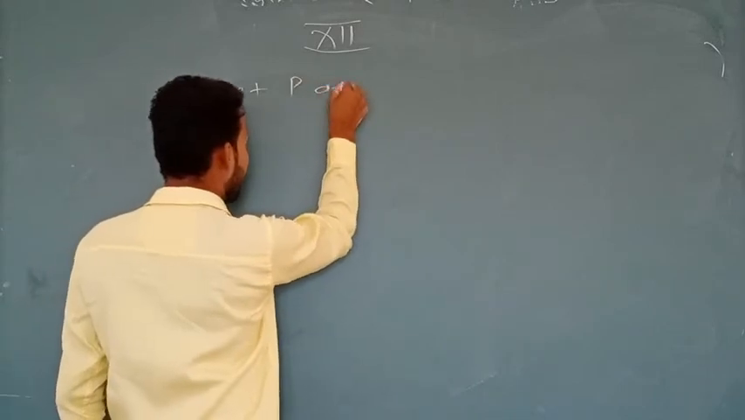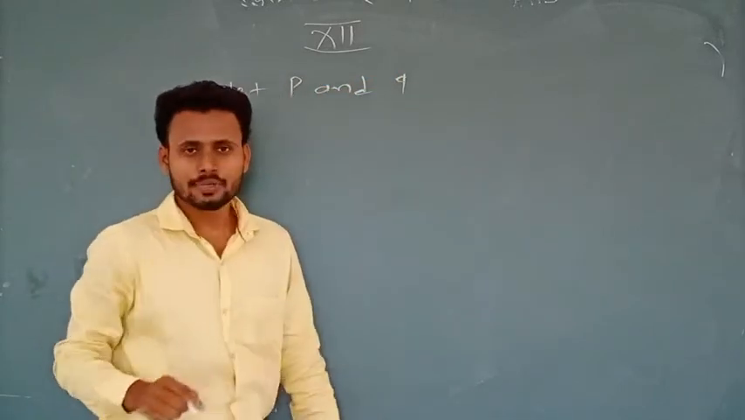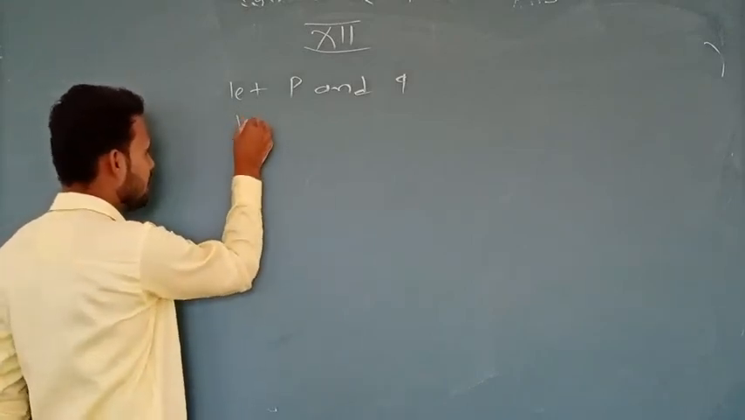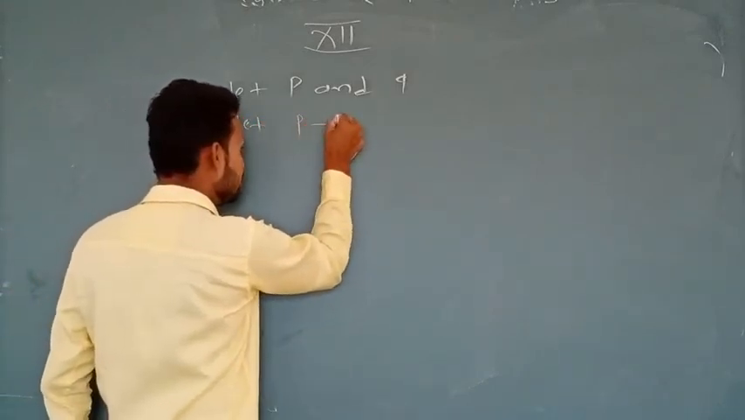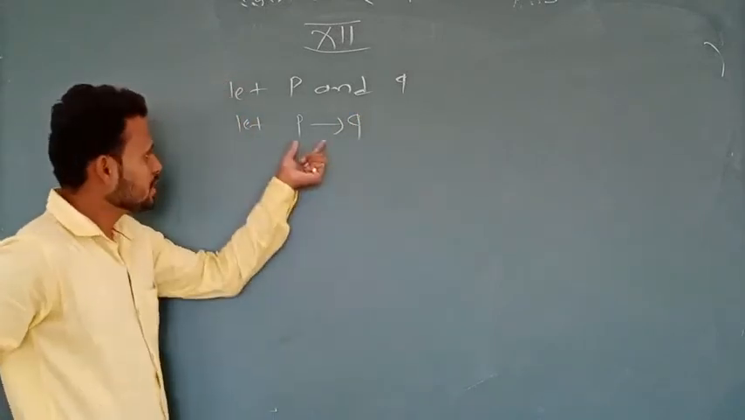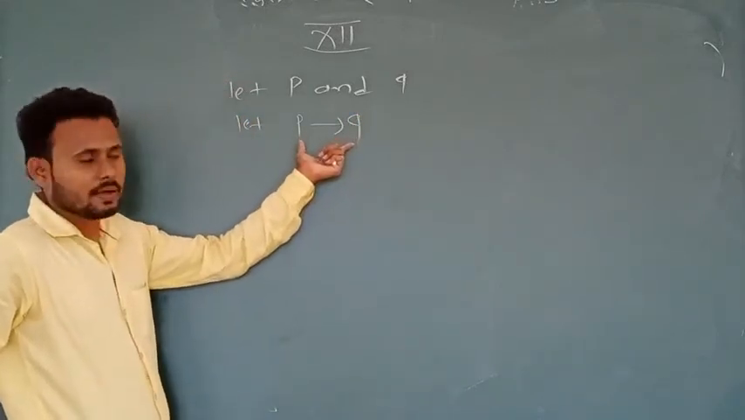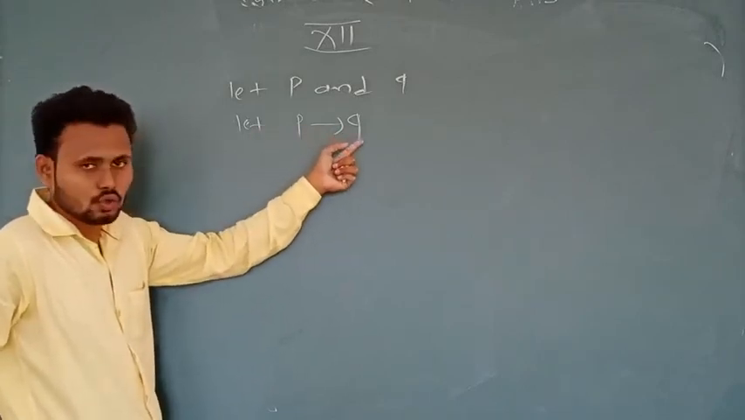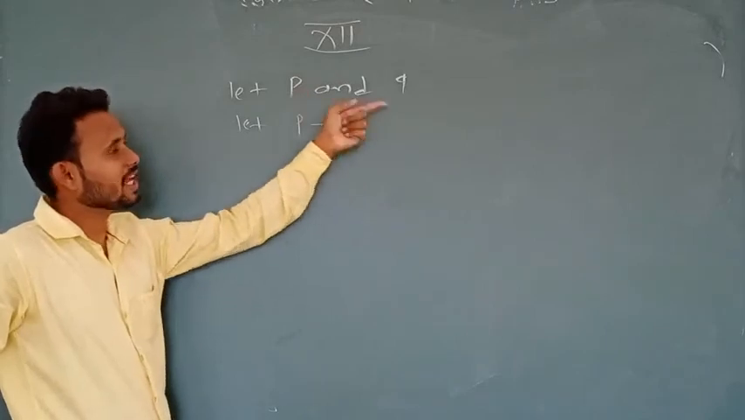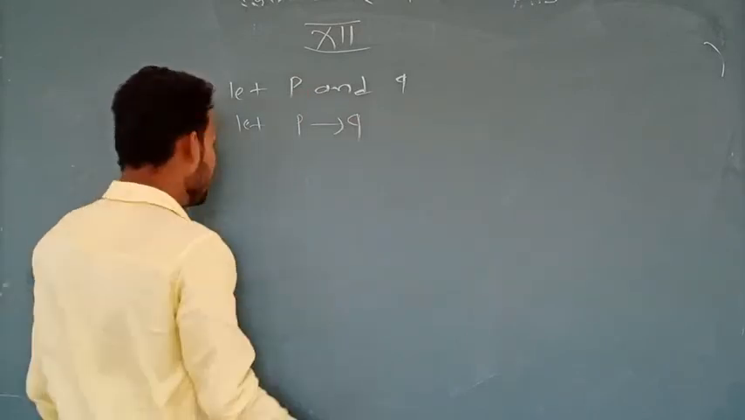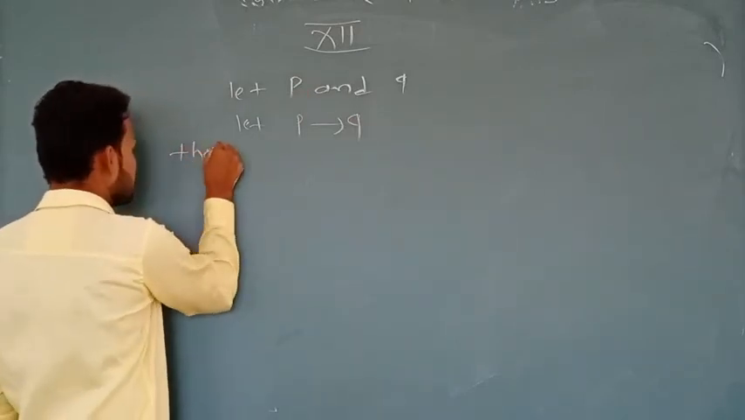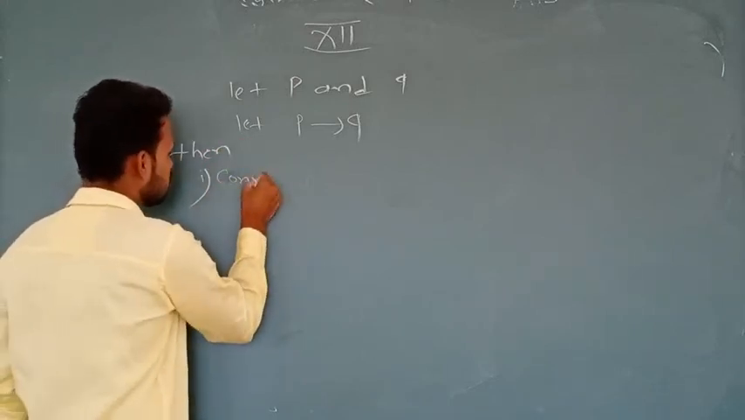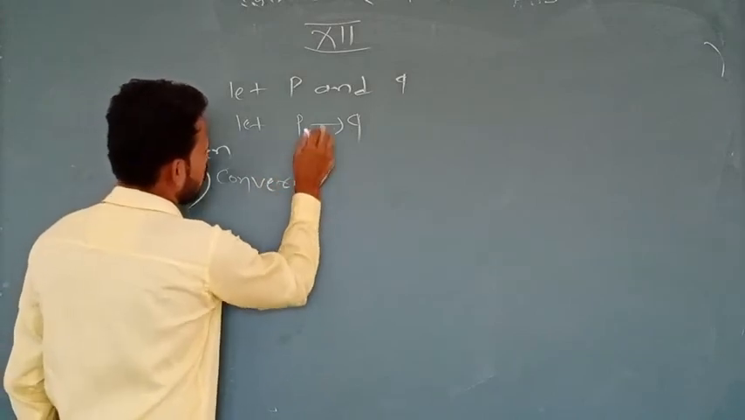Let P and Q be any two simple statements, and let P implies Q be the conditional statement of the two simple statements P and Q. Then first, the converse of that statement.